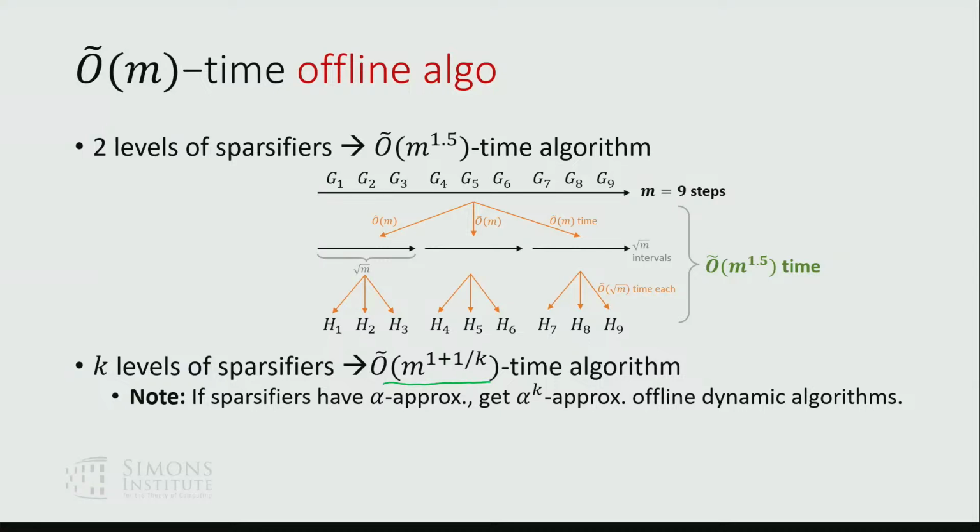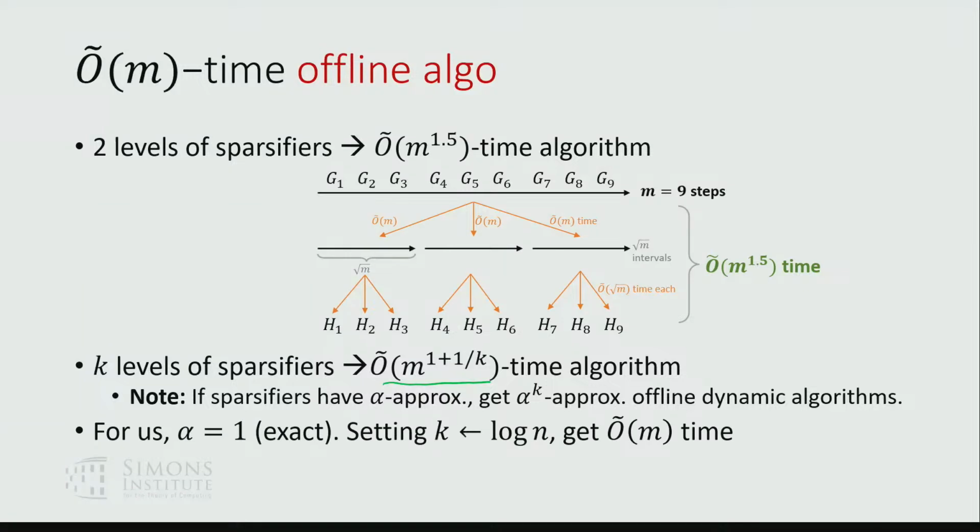And okay, note that if the specifier is not exact, if it has approximation alpha, when you compute a specifier of a specifier, this approximation would accumulate to alpha to the k, where k is the number of levels. Okay, but you would get alpha to the k approximation for offline dynamic algorithms. But in our case, alpha is 1. We have an exact specifier, so there's nothing to worry about. You could just set k to be log n, and that's how you get near linear time.